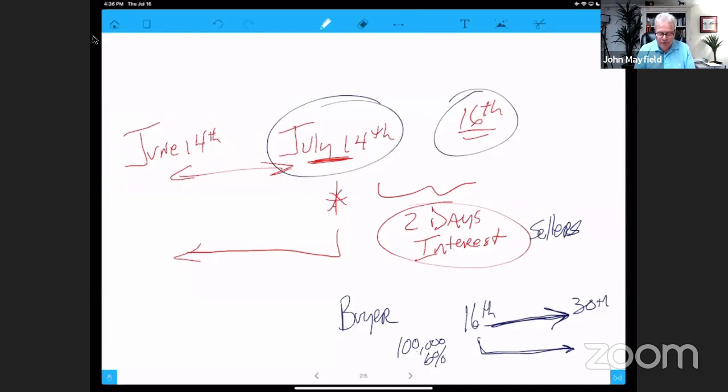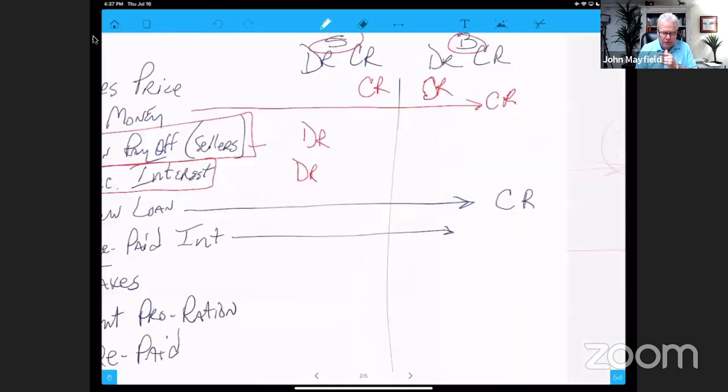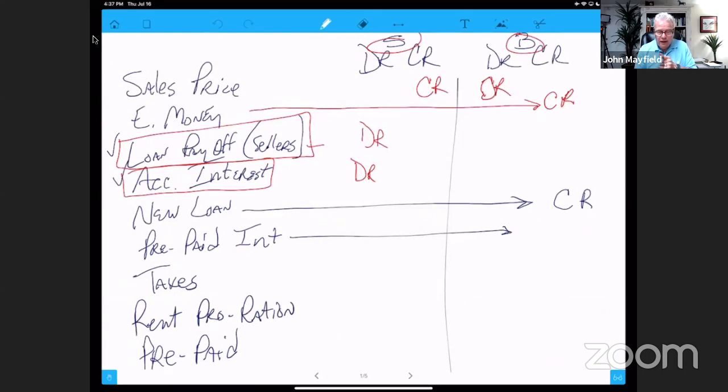And so if there's 15 days or 14 days, and they'll also tell you to count the day of closing. But if there's 15 days or 14 days, whatever you calculate out, then you're going to have to figure out how much interest that is. And so there could be prepaid interest. And in this case, it would be a debit to the buyer because they're paying interest in advance.